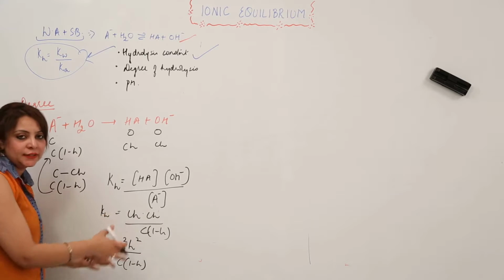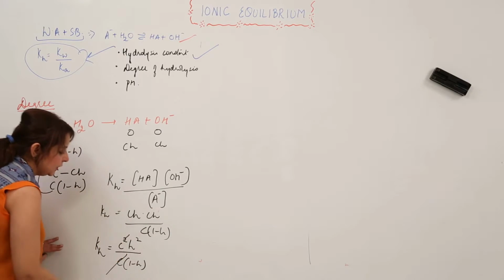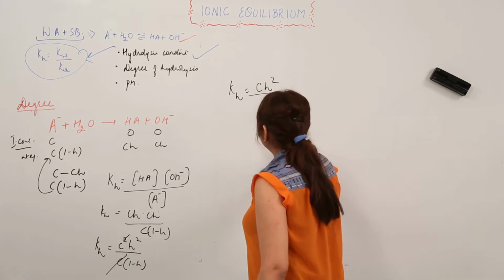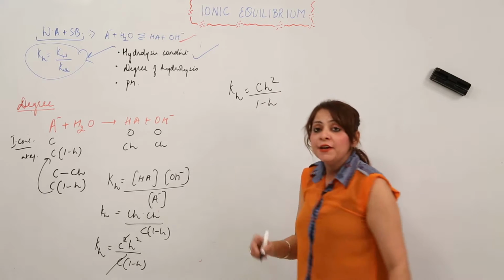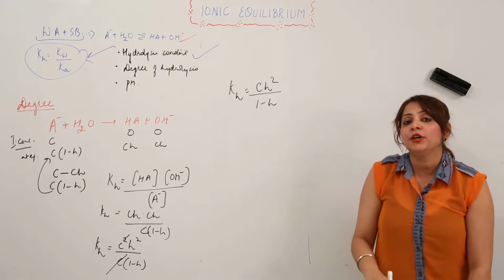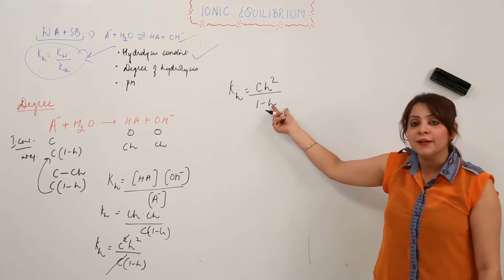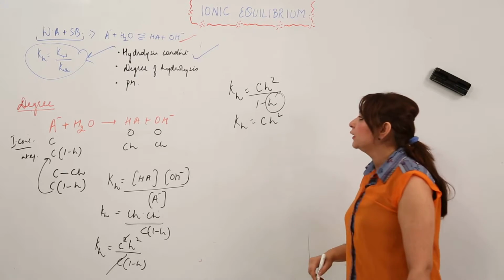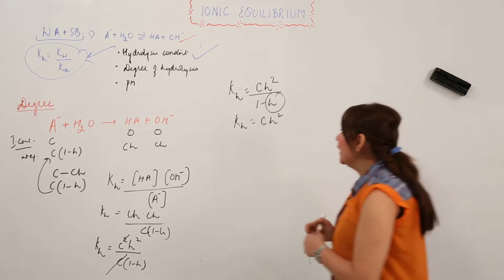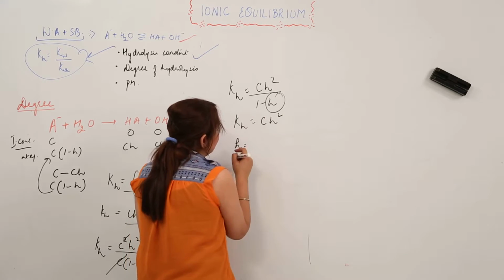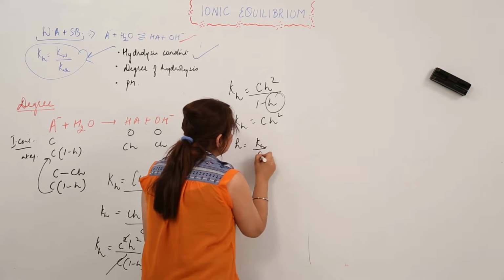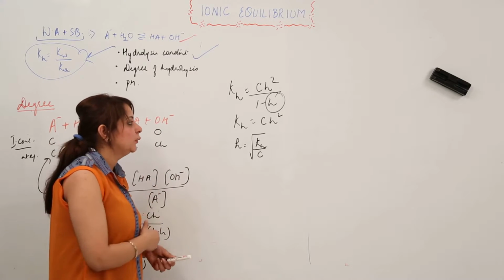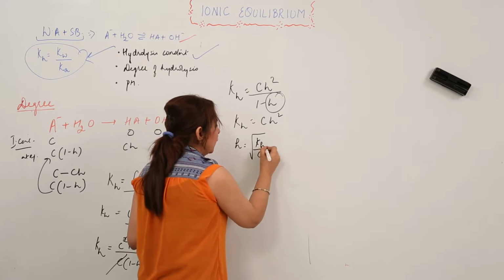I know you can solve this equation. Cancelling C with C, I am left with Kh is equal to Ch² over (1 − h). If we consider it a weak acid, that means the degree of hydrolysis is small, then I can neglect this h, so I get Kh is equal to Ch². So the degree of hydrolysis h is equal to the square root of Kh upon C.